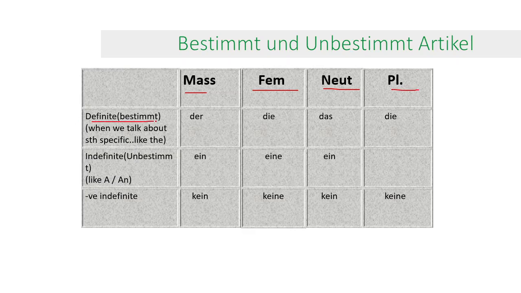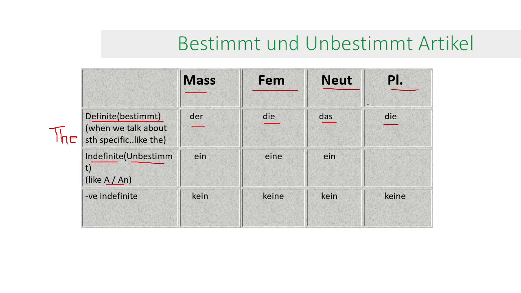So, for definite article or bestimmt article, where we put the in English, before putting the, we need to check the gender of that noun. If the gender is masculine, then we put der, feminine, die, neutral, das, plural, die. All of this means the, but as per the gender of that noun, we put der, die, das. Same with indefinite article, unbestimmt article, where we put a or an in English.